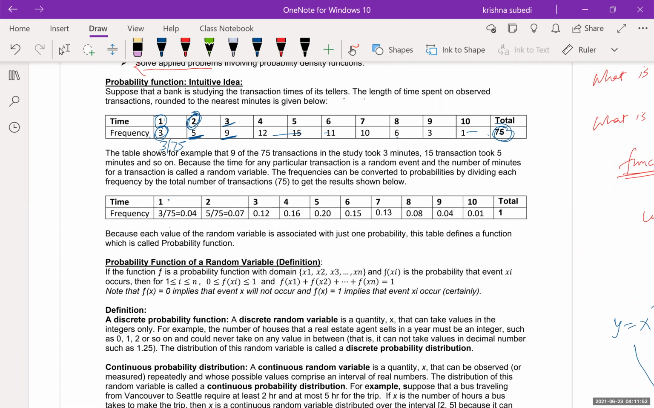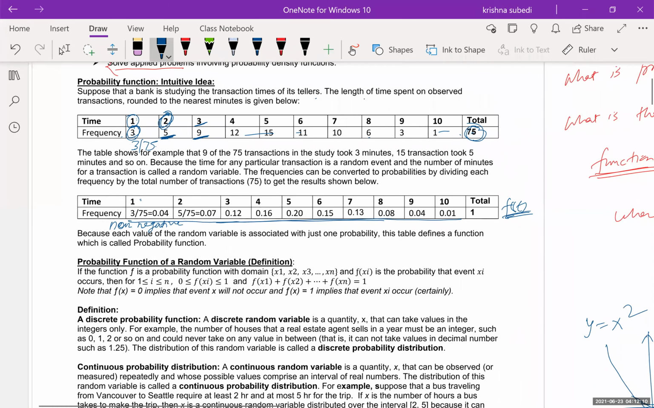Now, a couple of observations here. Notice that each of these probabilities is non-negative. There is nothing negative here. Let us say that f of t is the probability function. Then one of the properties that we just observed here is that f of t is non-negative. Okay, that's one observation. And the total probability is 1.